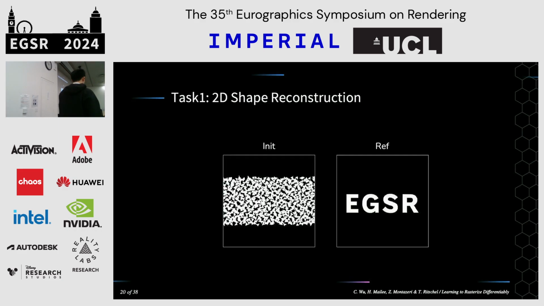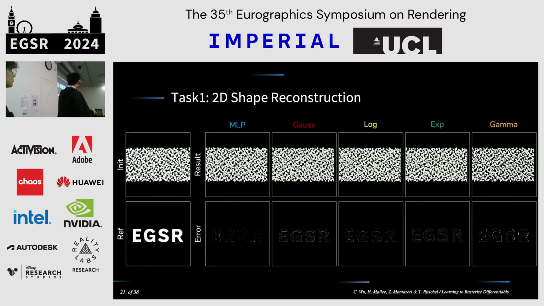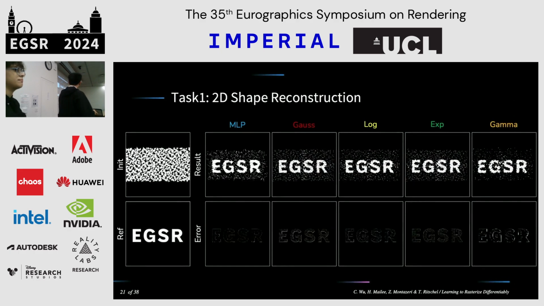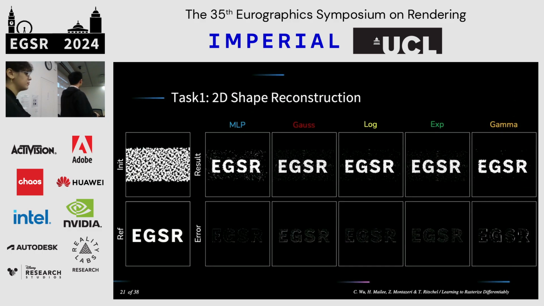And to evaluate our method, we have several types of tasks in our experiment. First, we design a 2D shape reconstruction where we randomly initialize hundreds of triangles to match a reference logo. We compare our MLP with 4 other CDFs from previous work, which are the generally best performers according to their experiment.